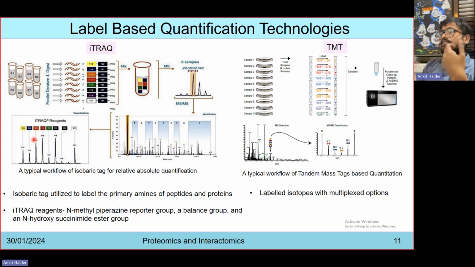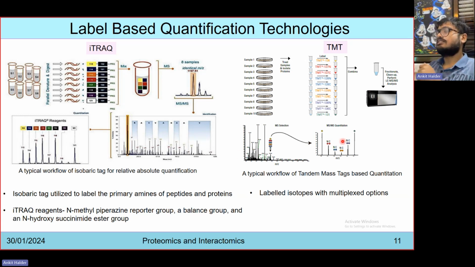Similarly, TMT is another approach which works on the same principle, but gives you options for higher multiplexing with different levels. It also uses the same isobaric mass tags, which help you to quantify those proteins and those reporters.